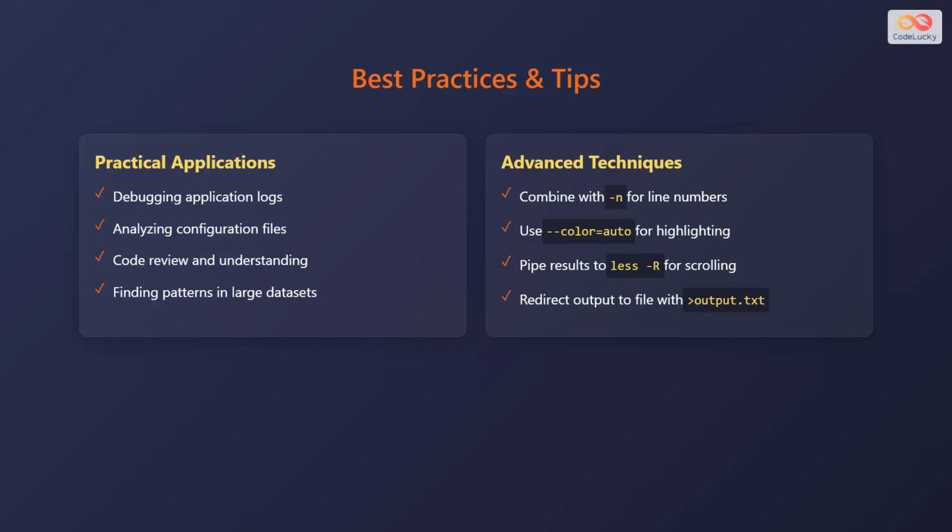Here are some best practices and tips for using grep with context. Practical applications include debugging application logs, analyzing configuration files, code review and understanding, and finding patterns in large datasets. Advanced techniques include combining with an option for line numbers, using --color=auto for highlighting, piping results to less -R for scrolling, and redirecting output to a file with > output.txt.